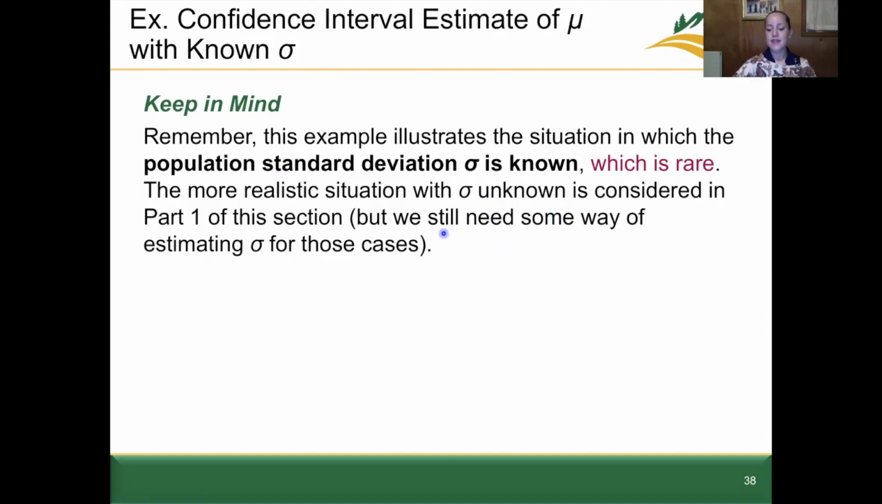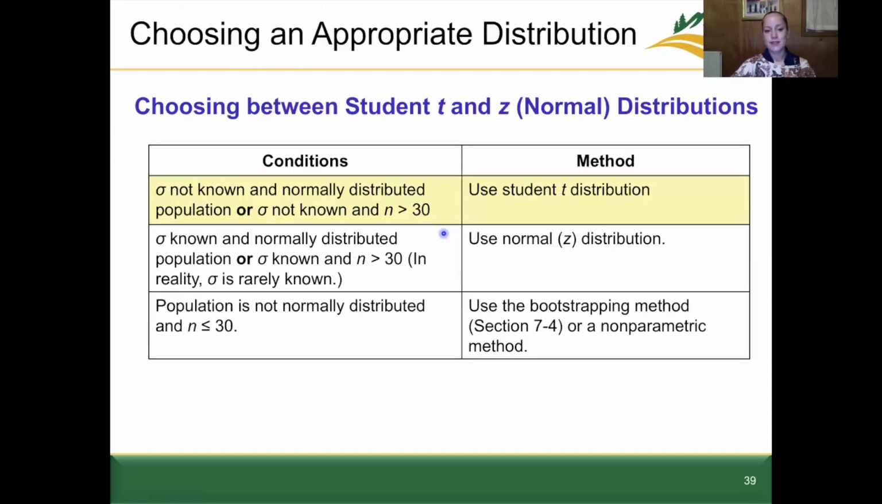The last slides of 7.2 are this table. So when deciding on choosing an appropriate distribution, then we can consider the conditions and then the following method. So given the conditions that sigma, our population standard deviation, is not known, and a normally distributed population, or sigma is not known and n is greater than 30, then we use a student t-distribution.